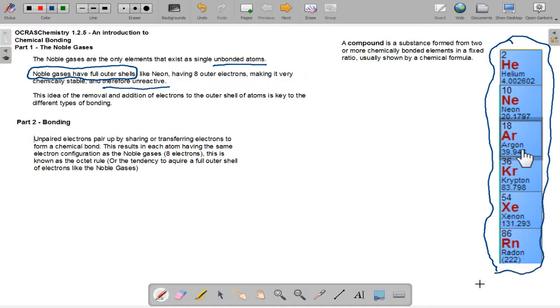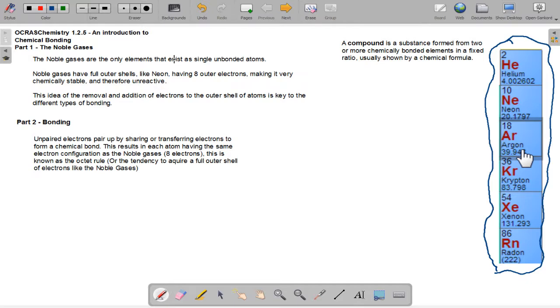Period 0, or period 8 if you look at different periodic tables. So this idea of the removal and addition of electrons to the outer shell of atoms is key to the different types of bonding. So the more chemically stable your atom is, and the different kind of bonds it's going to have.